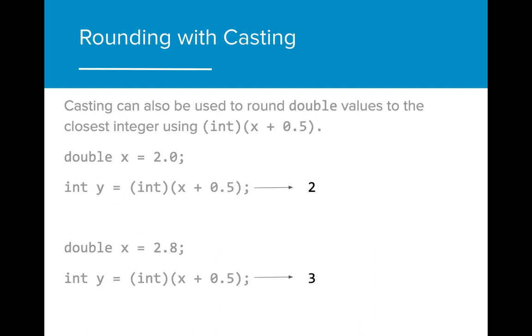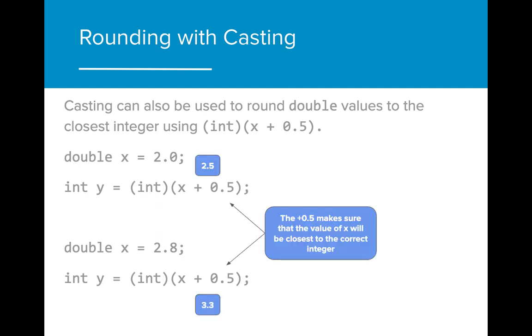We can also use casting to help round double values to the closest integer value. We can do that by using the expression (int) (x + 0.5). This works because any decimal value at 2.5 or higher will become a value of 3.0 or higher, and any value below 2.5 will still remain below 3.0. Because ints round down, the value of y in this case will always be the correct rounded value.